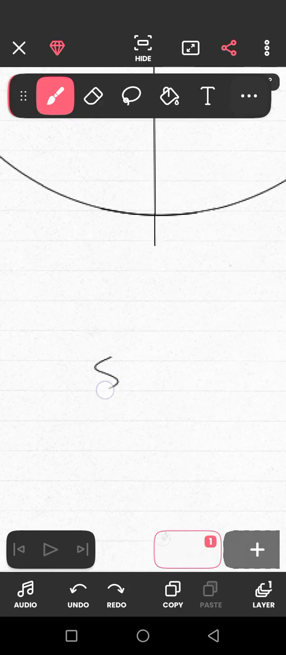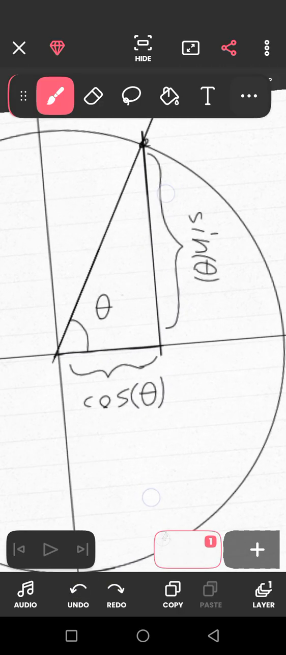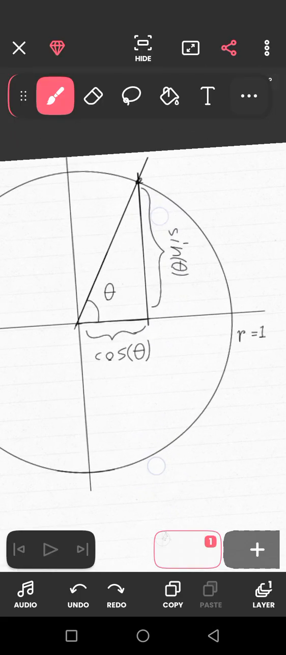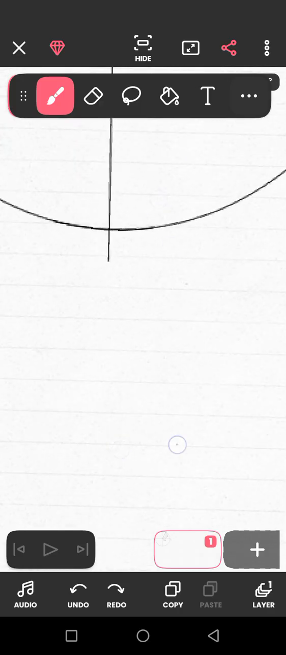So sine of x. Wait, but first, what is theta? In math, x is used to represent an unknown number and theta is used to represent unknown angles.